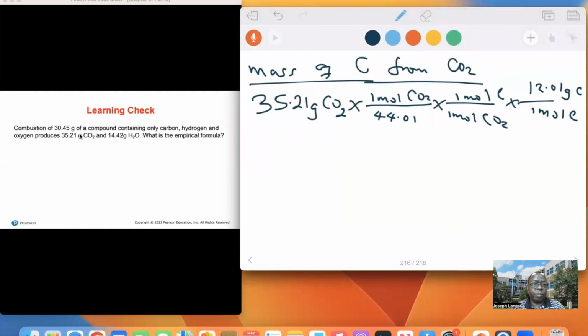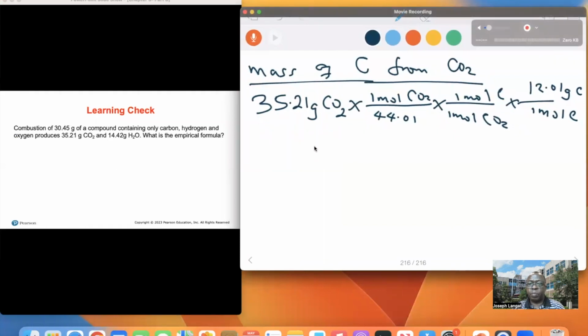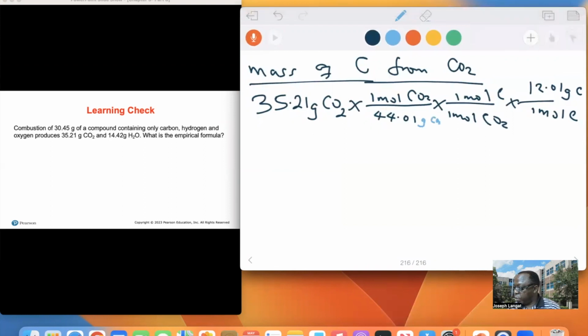From the mass of CO2, we can find the mass of carbon. So if you reconcile the units, this is grams of CO2, this will cancel out, this will cancel out, and what we end up with on our calculator, we shall have 9.6 grams of carbon.